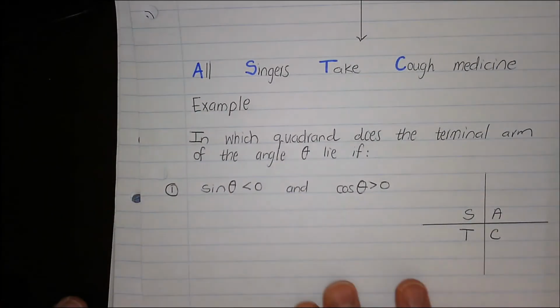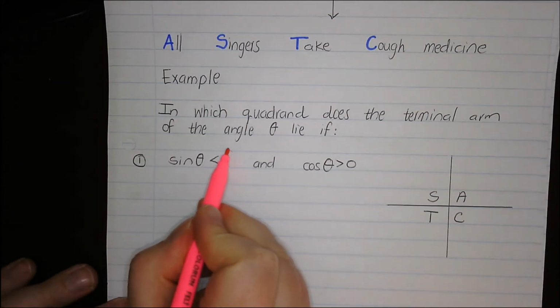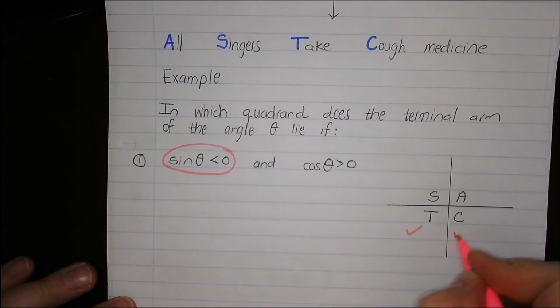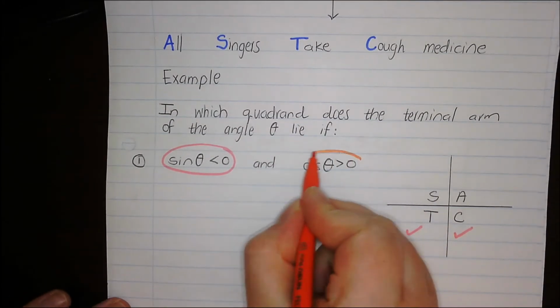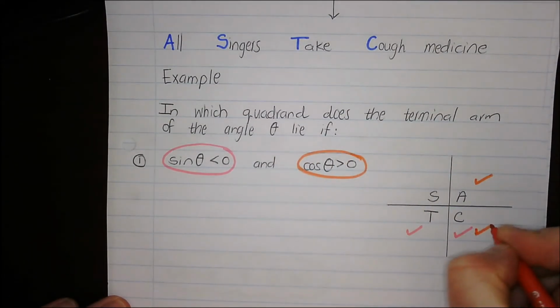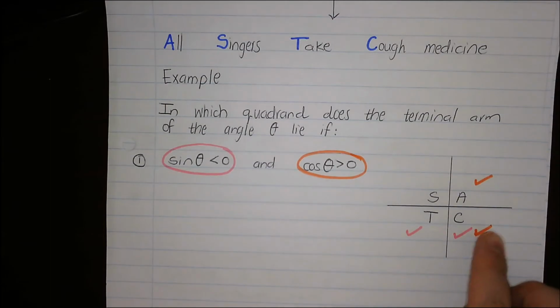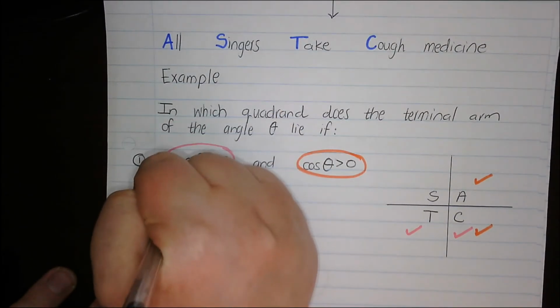Right. So as an example, let's check in which quadrant the terminal arm of the angle theta lies if the following is true. Sine is negative. Okay. Sine is positive here and here, which means it must be negative here and here. Alright? And then cosine is positive. Cosine is positive here and here. Okay, now we have a few options, but where they overlap, where we have 2 ticks, that is the quadrant that we are working in. So the quadrant that we're working in is the 4th quadrant.